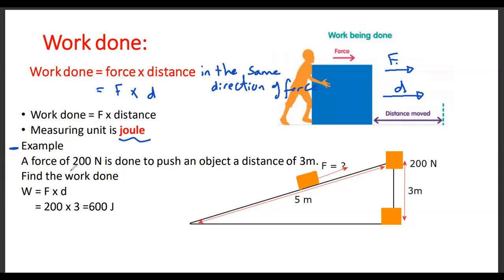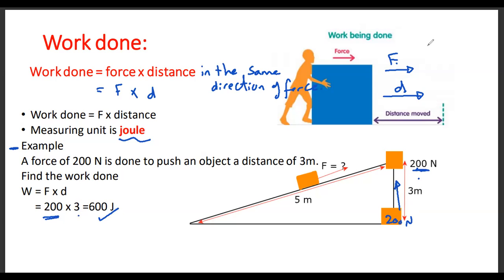Let's have an example. A force of 200 Newton is applied to push an object 3 meters. Here I have this object, and we are pushing it up with a force of 200 Newton. What is the work done in this case? The work done equals force times distance, so it is 200 times 3. It is 600 joule.